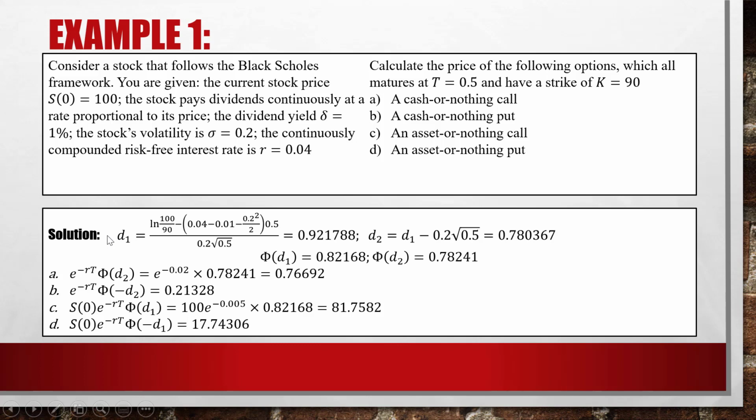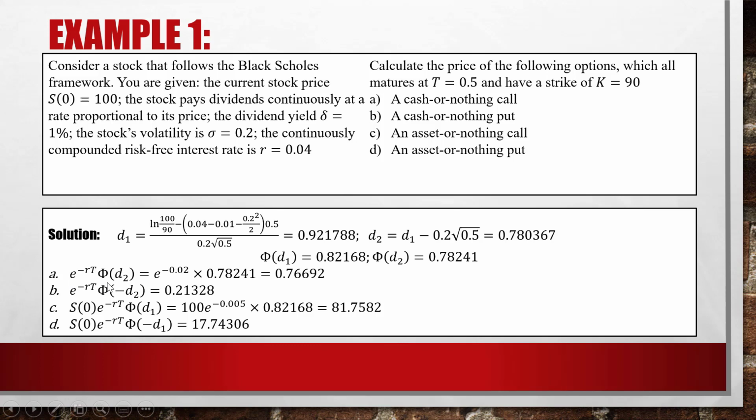Now we calculate the prices of these options. The first one, a cash or nothing call. The price of it should be e to the minus RT times phi of D2. R here is 0.04 and T is 0.5, so RT is 0.02. So we get e to the minus 0.02 times phi of D2, which is 0.78241. Bringing it down, we get 0.76692. That is the price of the cash or nothing call.